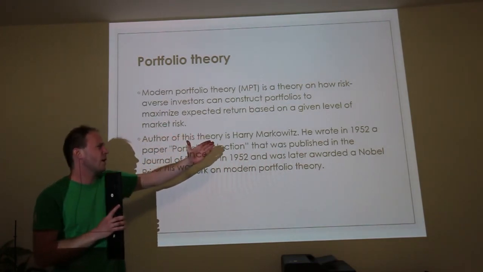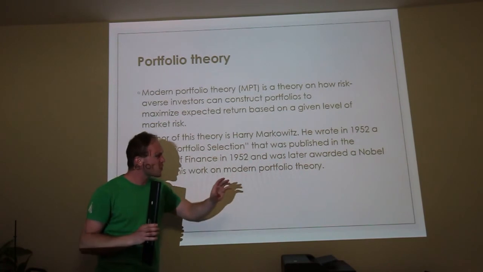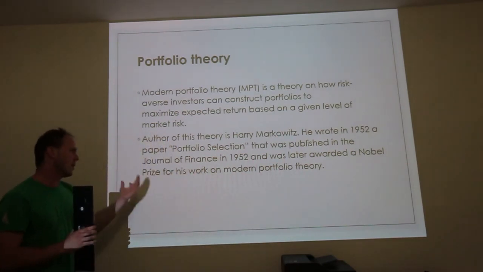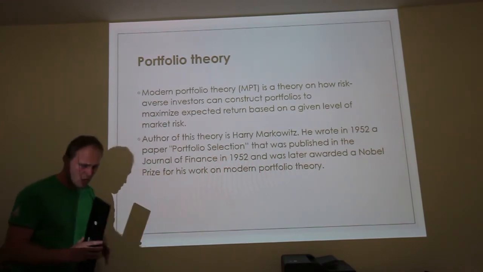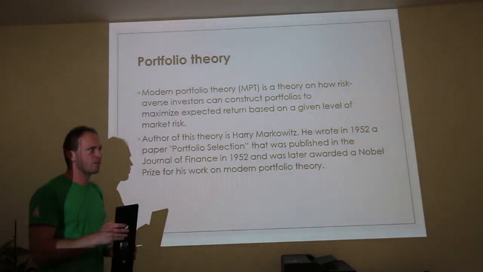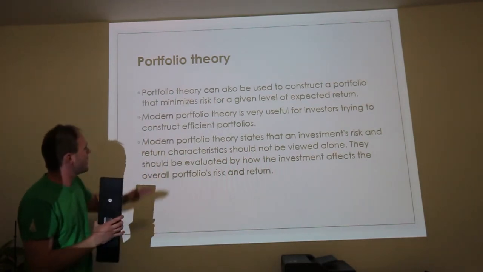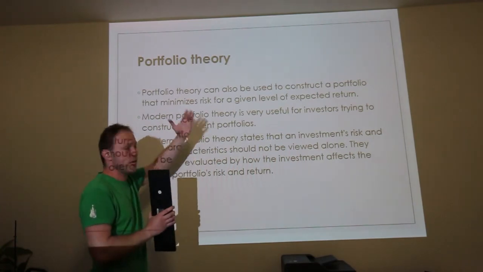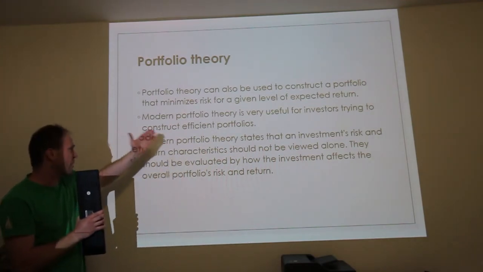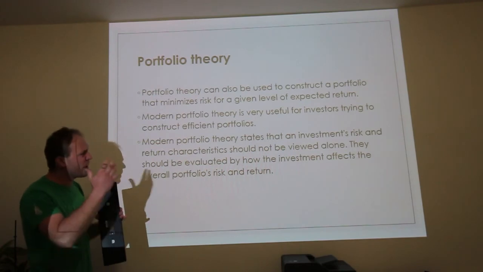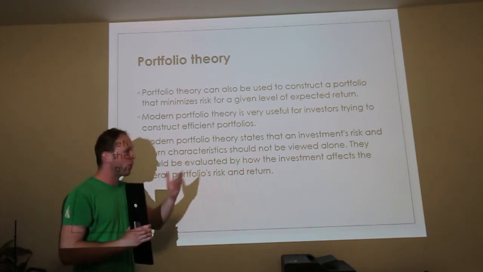He wrote in 1952 a paper, Portfolio Selection, that was published in the Journal of Finance in 1952 and was later awarded a Nobel Prize for his work on modern portfolio theory. Portfolio theory can also be used to construct a portfolio that minimizes the risk for a given level of expected return. Modern portfolio theory is very useful for investors trying to construct efficient portfolios.